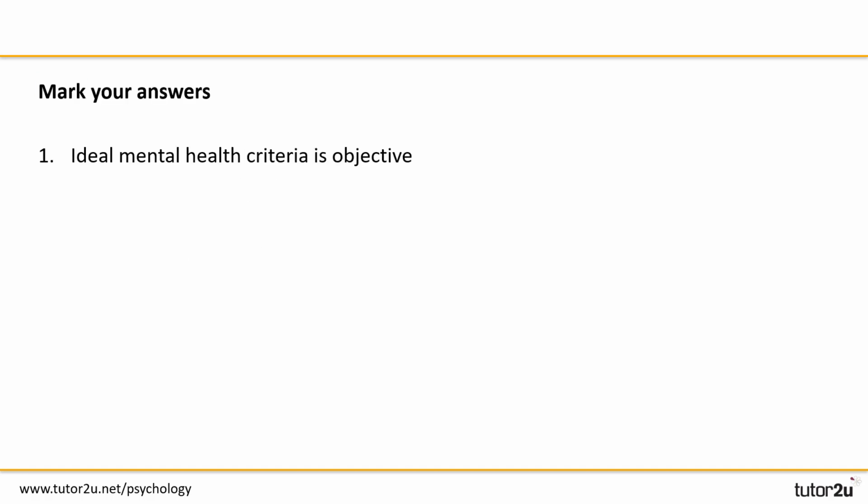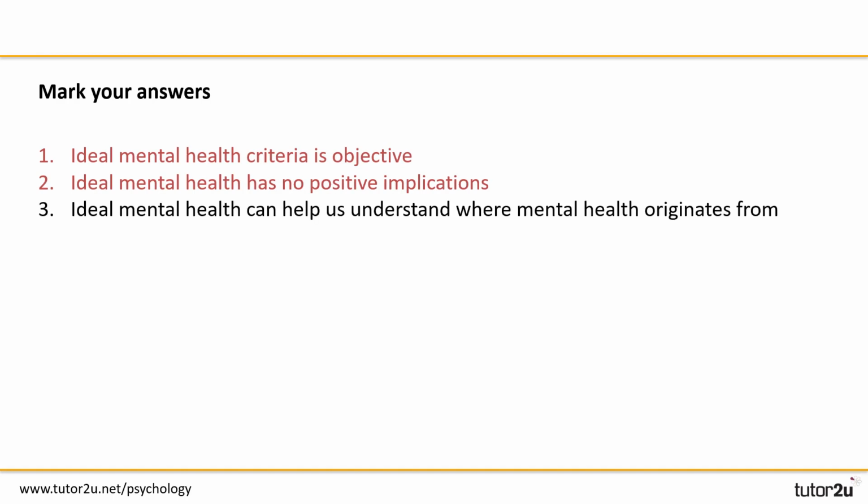Ideal mental health criteria is objective. This was false. Really, to be objective, we need some type of quantifiable way of looking at behaviour, and this doesn't include that. Number 2, ideal mental health has no positive implications. And this was false, as we've just said. It can actually be useful in spotting what somebody needs help with. 3, ideal mental health can help us understand where mental health originates from. And this is false as well.